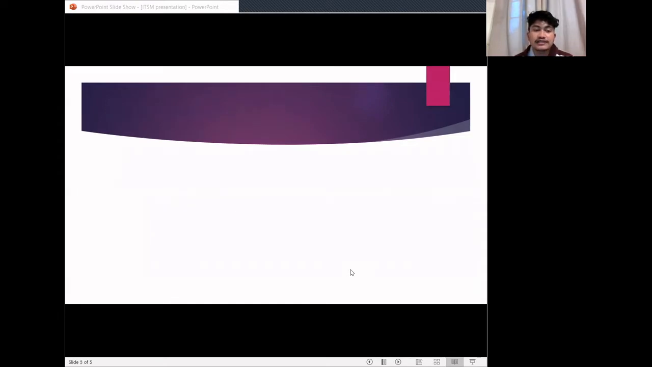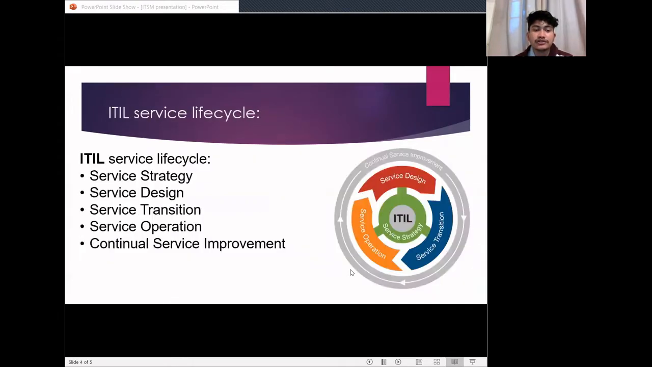And in the next slide there are the life cycles of ITIL. There are 5 life cycles in ITIL. We can see them in this figure. There is service strategy. Service strategy is the process that determines which services the IT organization is to offer and what capabilities need to be developed in the organization.